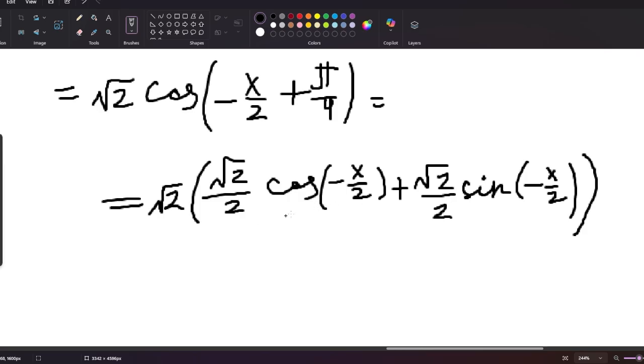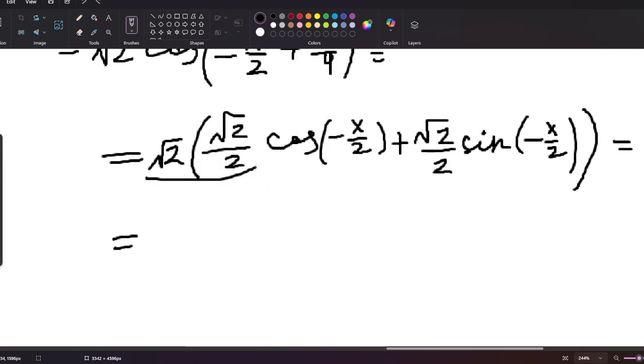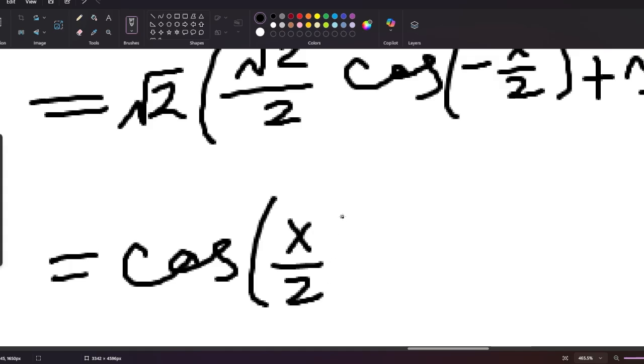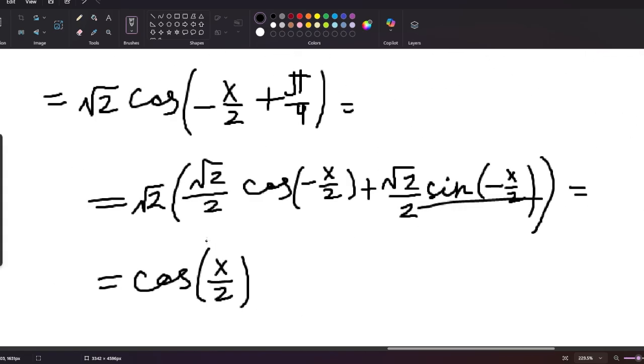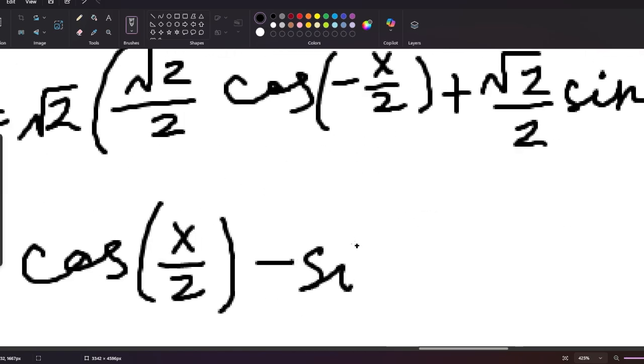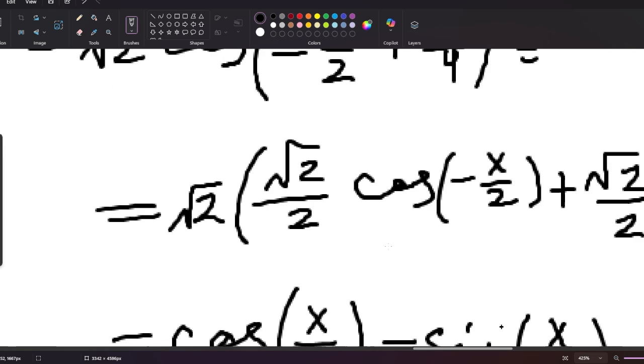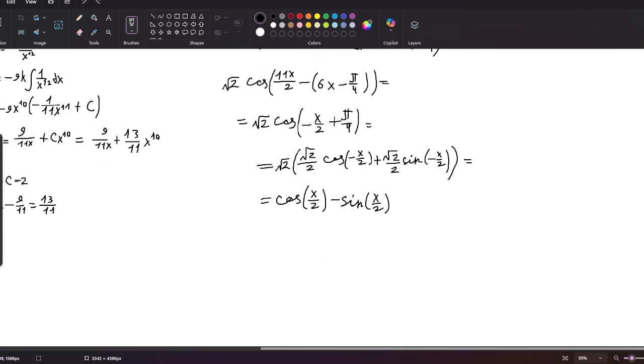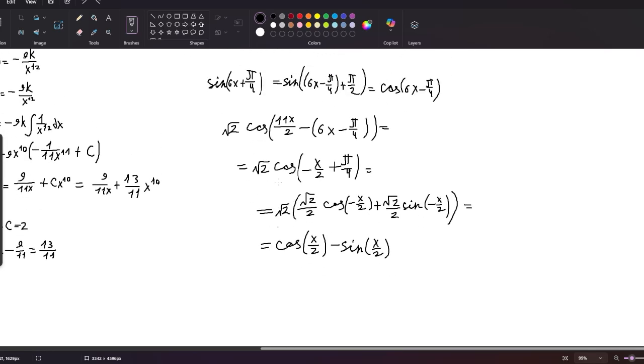Good, nice. So square root of 2 over 2 is just another way to write 1 over square root of 2. So these two will cancel out. Now cosine of minus x over 2 is just cosine of x over 2. Sine is an odd function, so we can write it as minus sine of x over 2. We have severely simplified the problem. Now we just need to find the values of cosine of x over 2 and sine of x over 2.